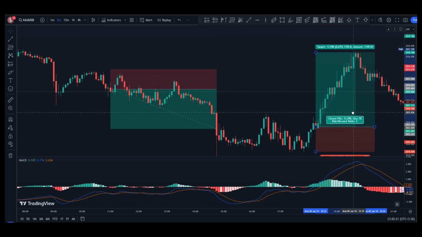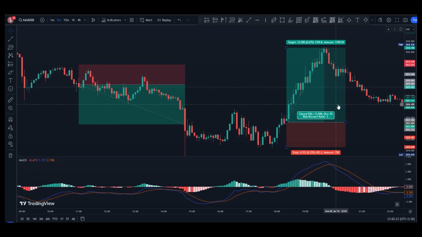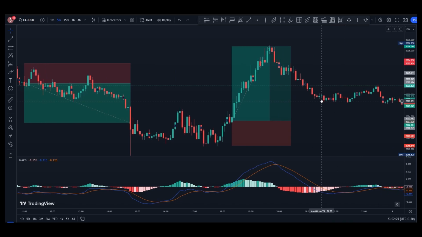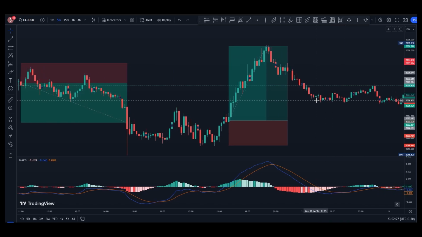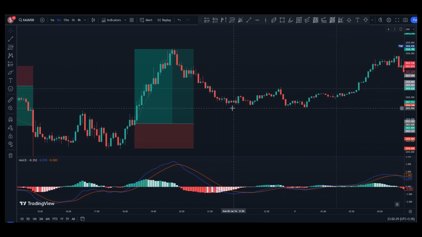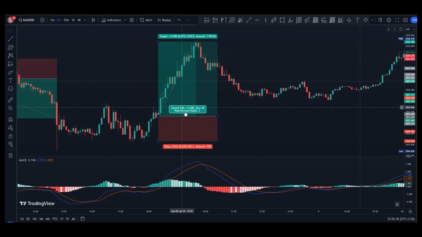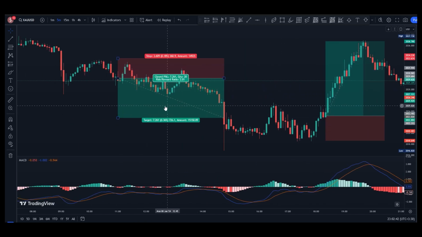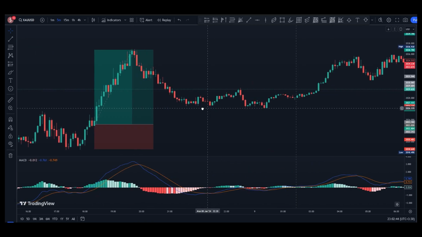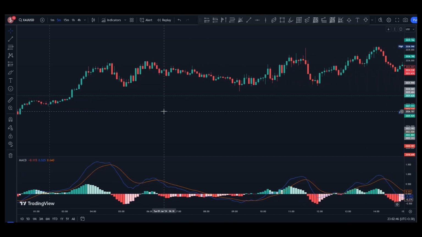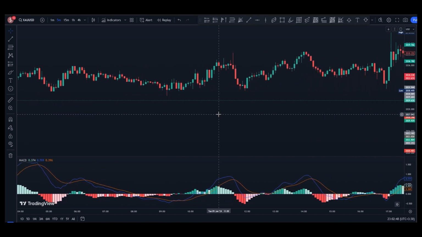risk to reward ratio. Well, it hit the TP. Let's go a little further. Yeah, here we have a failed trade, but it's not in the time session. We have the New York session and the London session here. So let's go to the next day.